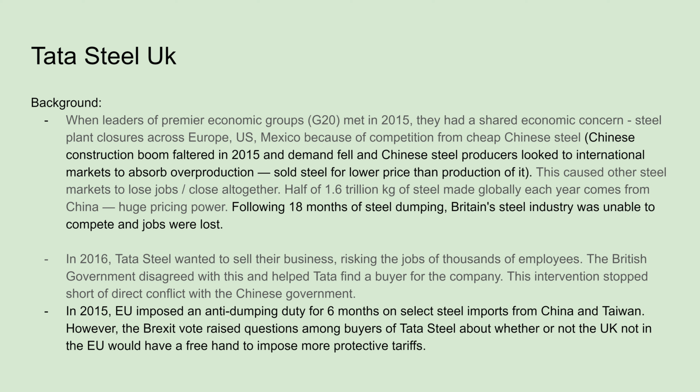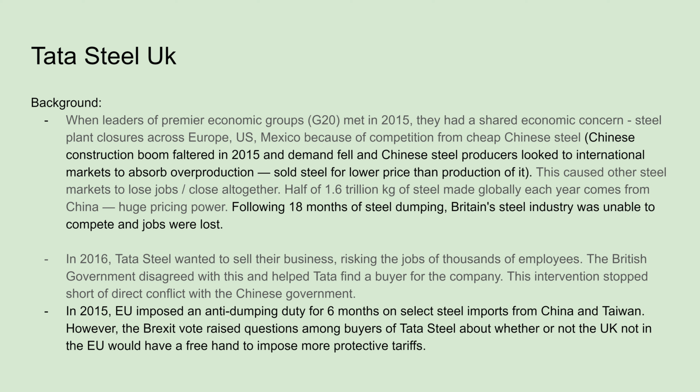So some background is that when leaders of premier economic groups, aka the G10, met in 2015, they had shared economic concern for steel plant closures across Europe, US, Mexico because of competition from cheap Chinese steel. This is related to the Chinese construction boom that faltered in 2015 and demand fell, and Chinese steel producers looked to international markets to absorb the overproduction.